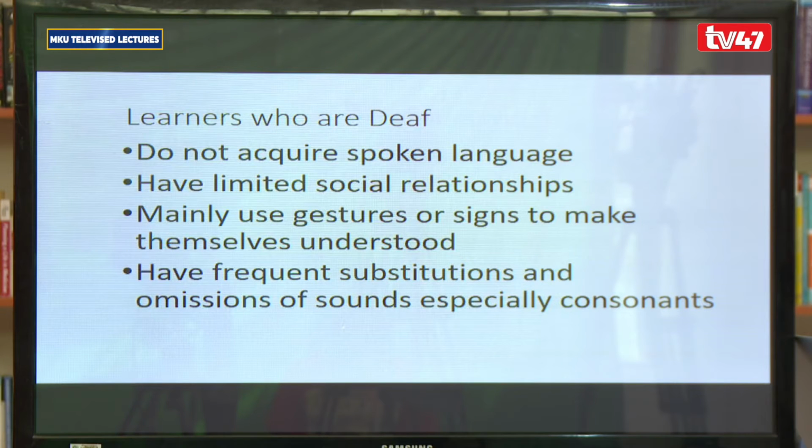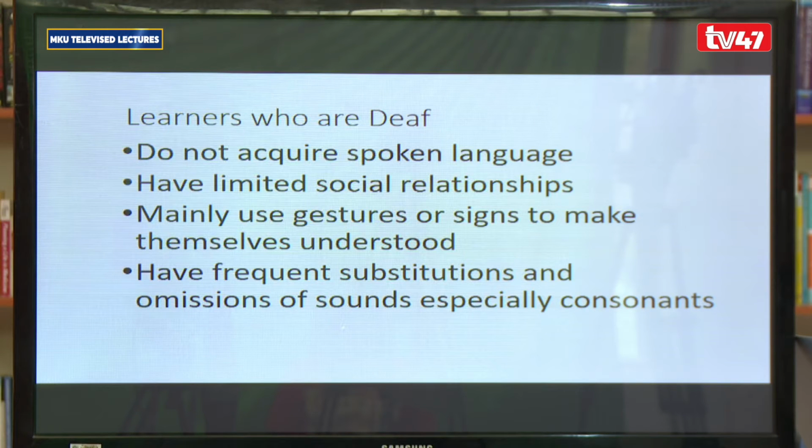They mainly use gestures or signs to make themselves understood. So when you see a child is using gestures, it's not really speaking, there's a possibility that they could be deaf. But we also see that characteristic so much with children who are autistic. But here we're talking about for you as a parent, as a teacher, to know that they are not really hearing.